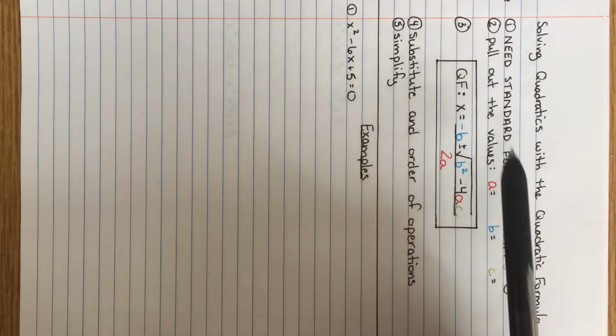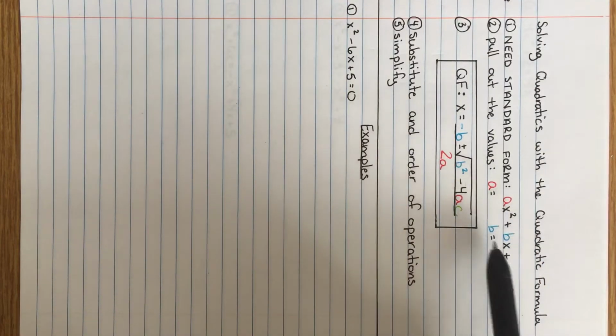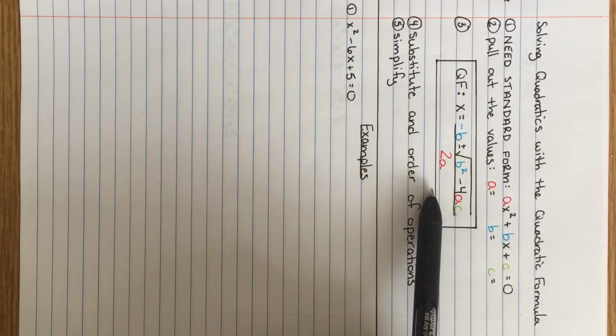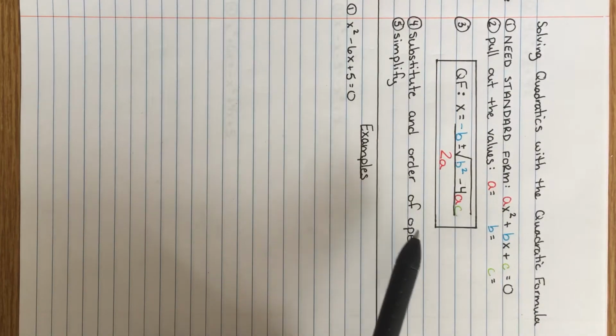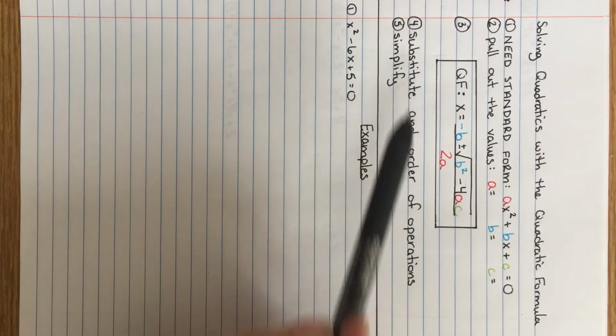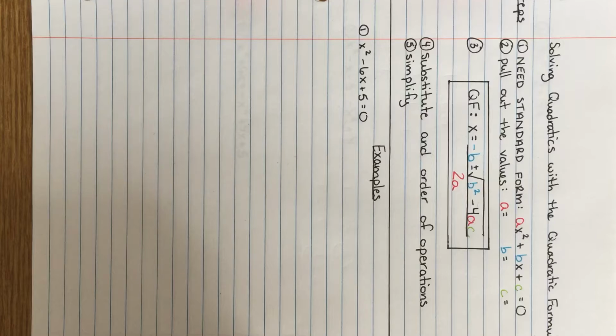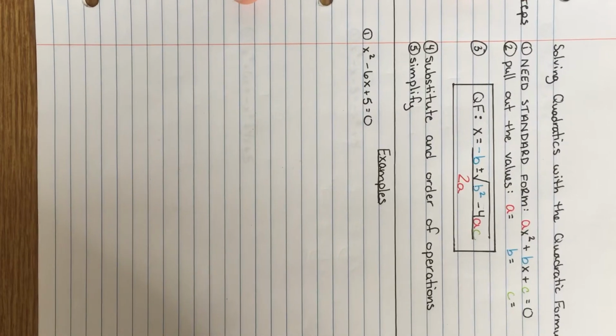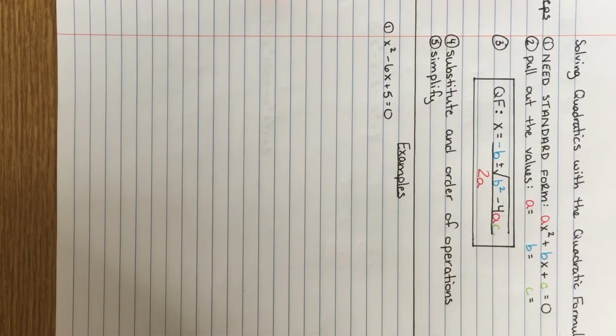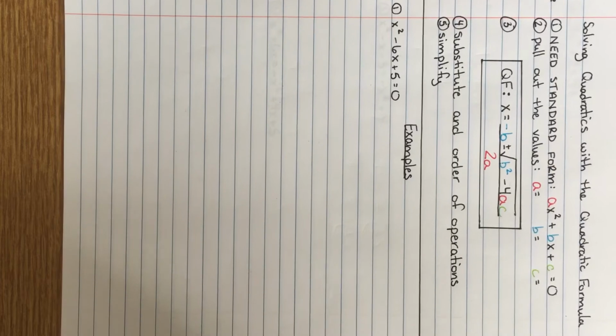Next thing is to pull out all the values. Pull out the value for a, the value for b, and the value for c. Plug them into your formula, substitute, and then do your order of operations, and then simplify if you need to. I'm starting with a basic example so you get the concept down. I'm going to review this by factoring so that you can see how the formula works.